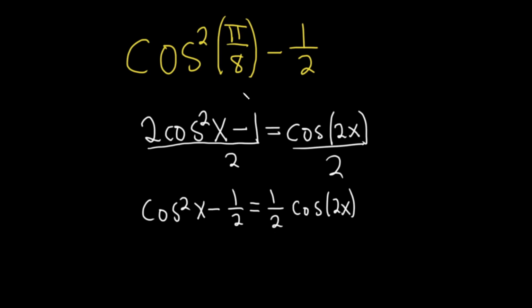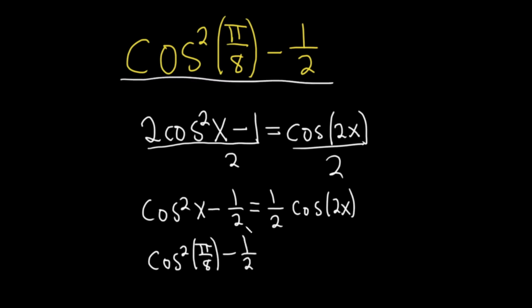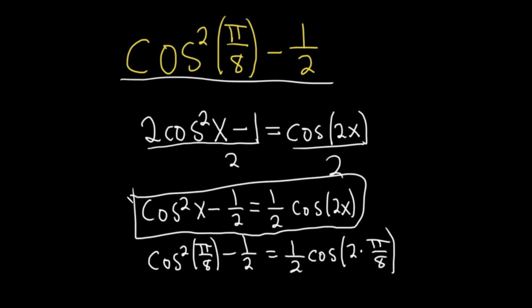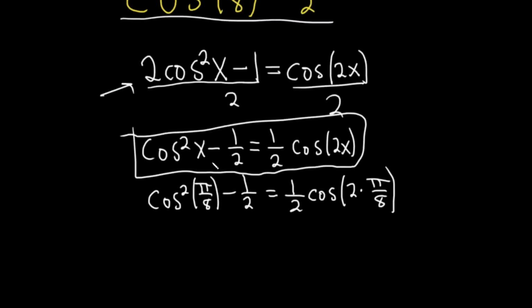So now all we have to do is plug in the pi over 8 into our new formula. So this is the cosine squared of pi over 8 minus 1/2, right? Just replacing x with pi over 8. And so this is equal to 1/2 cosine of 2 times x. And our x here is pi over 8. So this is the key step. We're just applying this new identity which we created from this one. And then this is equal to 1/2 cosine of pi over 4.